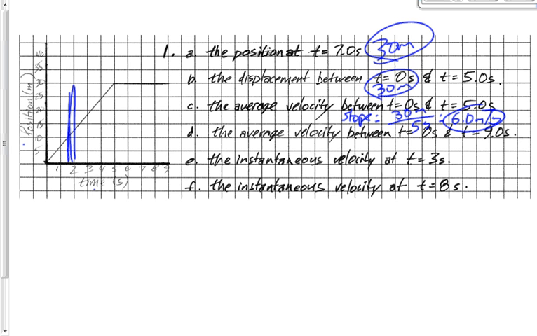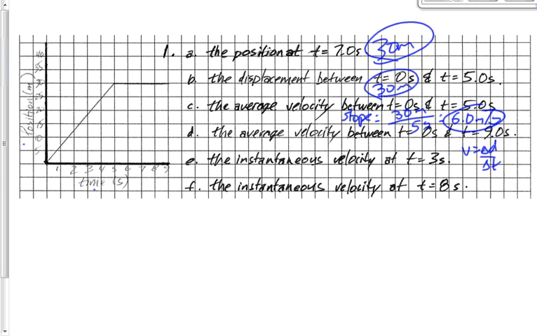The average velocity between 0 and 9 seconds. This is a bit trickier. We haven't done one exactly like this, although we do it the same way as we did the example question. Let's do the equation for this one.